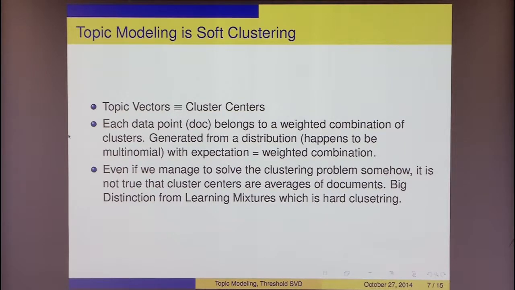So even if we manage to solve the clustering problem somehow, it's not clear what the clustering problem is. There aren't well-defined clusters. It's just soft clustering that we have, right? Even if you decide to solve it, it's not clear. Cluster centers won't be document vectors, topic vectors, sorry. So that's a distinction from learning mixtures, which is hard clustering.